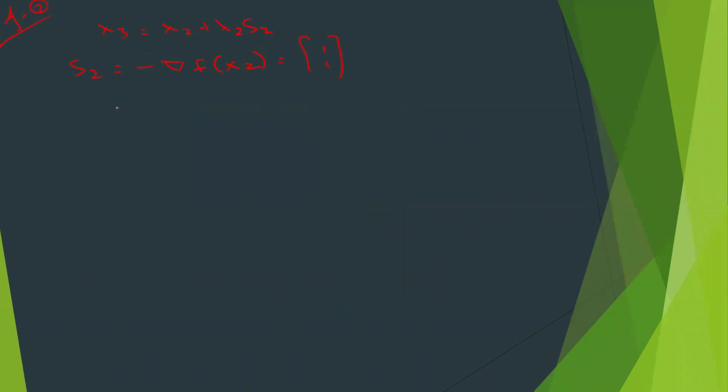Okay, so I need to find lambda 2. Lambda 2 is equal to s2 transpose s2 whole by s2 transpose H into s2. So I'll get it as 1 by 5. From this I can find x3, which is equal to x2, the previous point, that is minus 1 and minus 1, plus 1 by 5 into 1, 1. So I'll get it as minus 0.8 and 1.2.